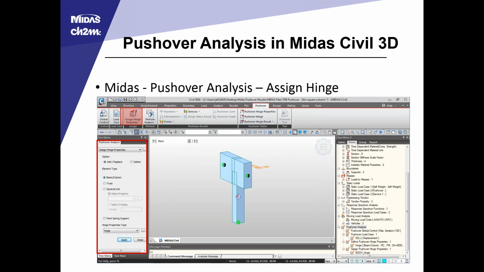Once the hinge is defined, then we can assign the hinge property to the beam element, and that shows up in the left-hand screen in the tree menu. We select the hinge type to assign, select the element to which to assign it, and click Apply, and the hinge icon is shown there in the vertical column.